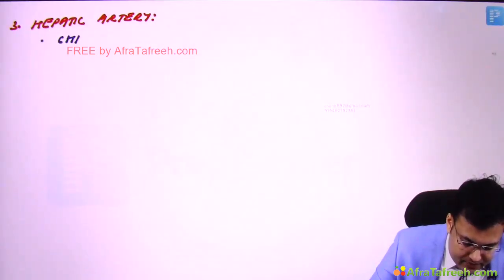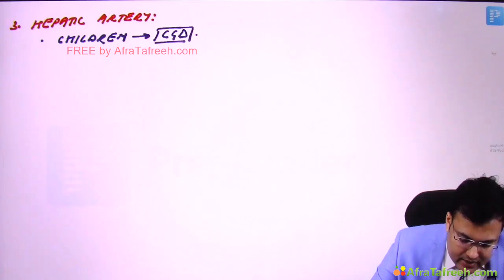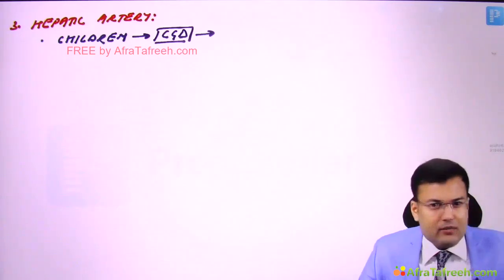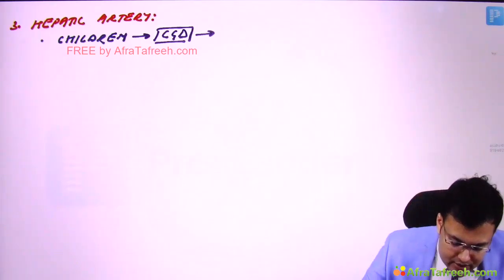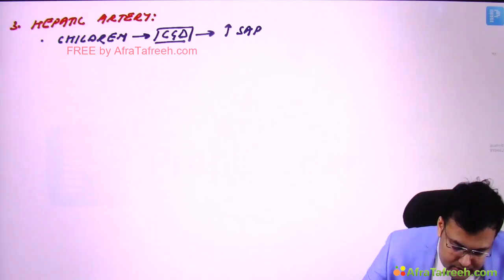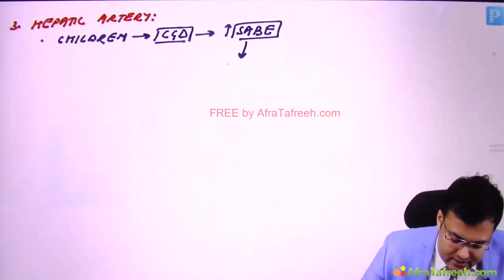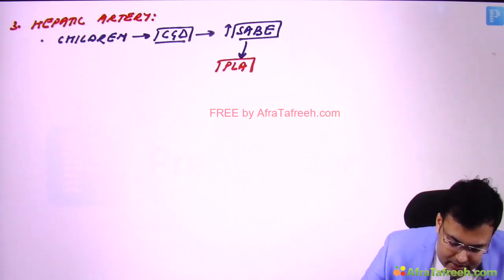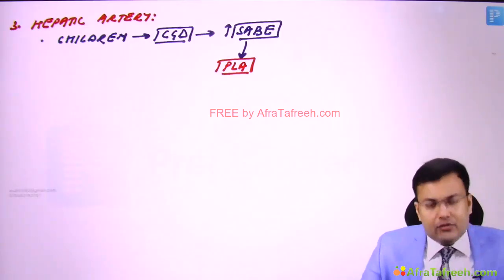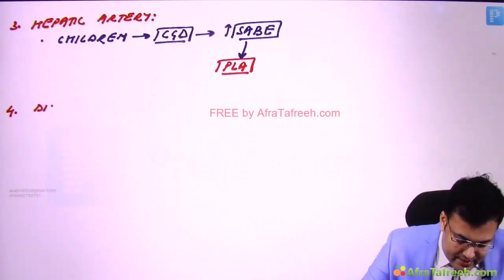Okay, so this is important in children suffering from chronic granulomatous disease, and in patients with chronic granulomatous disease there is defective neutrophil function, so there is increased risk of subacute bacterial endocarditis, and because of this via hepatic artery the infection reaches the liver leading to pyogenic liver abscess. So these are the three routes, and the fourth is there can be direct extension of infection.